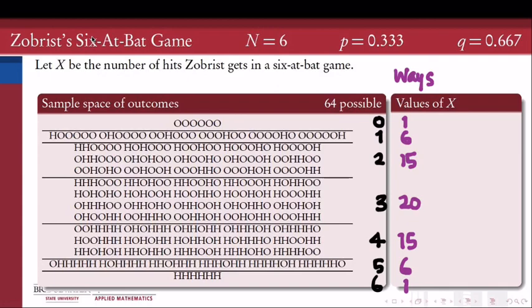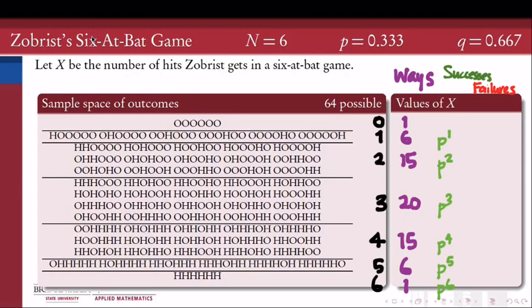So if we wanted to get the probabilities out of this, we would have to multiply those numbers by the products of the success and failure probabilities that correspond to those outcomes. So for example, going 6 for 6, we would multiply 1 by p to the 6. That corresponds to 6 successes, 6 hits, each having a probability of p, and they're all independent from one another.